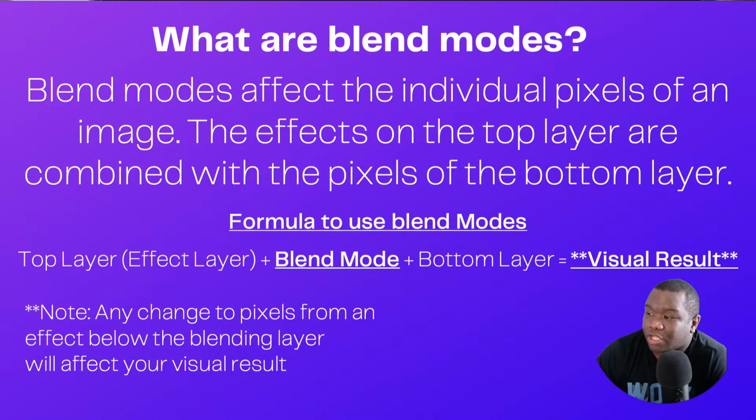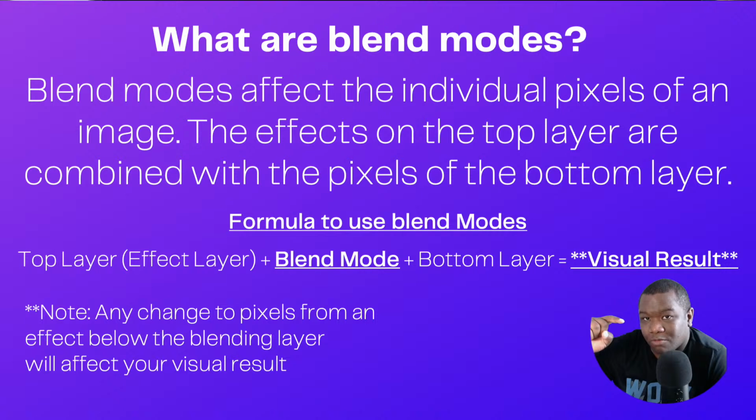Now, that's going to change its visual effect. So I have a little bit of a formula here. Top layer, which is your effect layer, or the top piece of bread, plus a blend mode that has to be applied to the effect layer or the layer right above. And again, I'm going to explain this a little bit more in detail when we get into that portion. And then you also have to have a bottom layer because you need two layers.